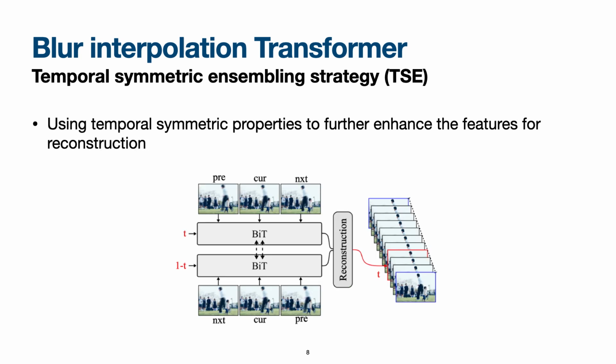Finally, we have the temporal symmetric ensembling strategy. This novel strategy begins with the removal of the last reconstruction layer in BIT. Consecutive frames can then be input into BIT in either their original sequence or in a reversed order. In both cases, t and 1-t encoding is applied for rendering the same target frame. To integrate the features from both the original and reversed orders, we introduce a new reconstruction layer. This forms our temporal symmetric ensembling strategy. By leveraging temporal symmetry, we're able to further enrich the shared temporal features for reconstruction.